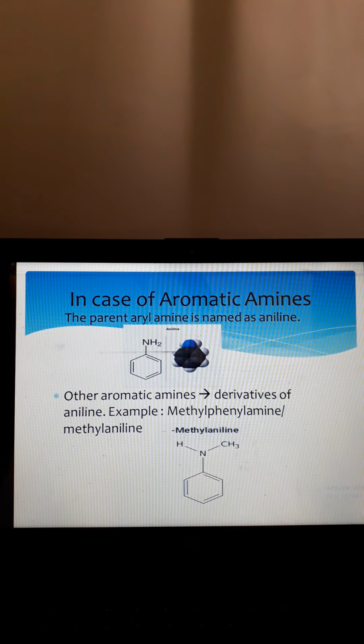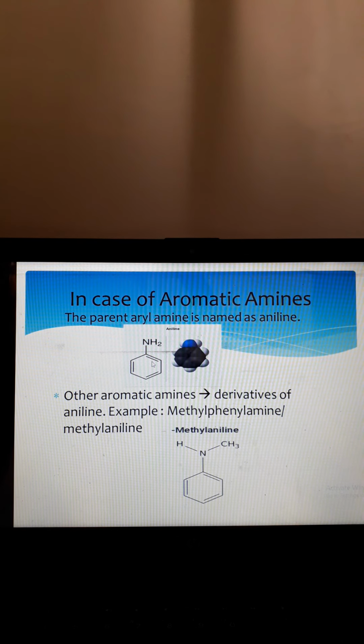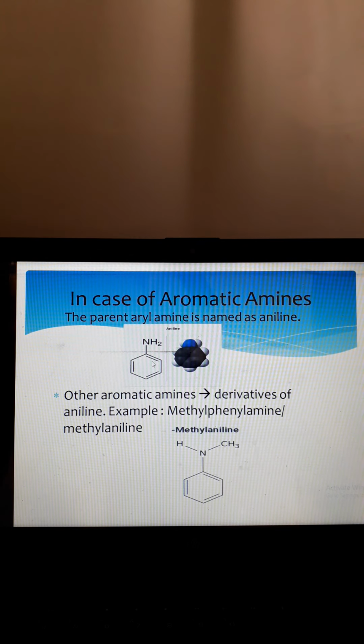Now next comes the case of aromatic amines. While naming aromatic amines, the parent aryl amine is named aniline. Here you can see the structure is given. You can see that in aniline the aromatic ring is directly attached to the nitrogen atom. Therefore, we call it an aromatic amine. Aniline is also called phenylamine. That means you can use either aniline or phenylamine.